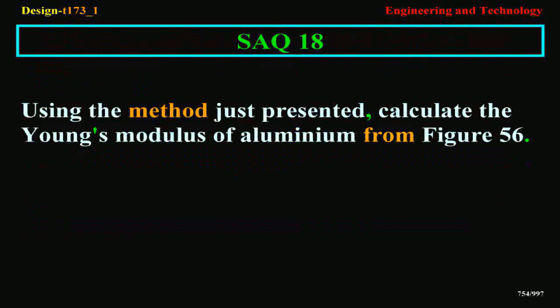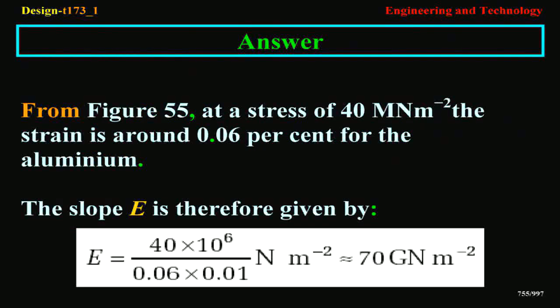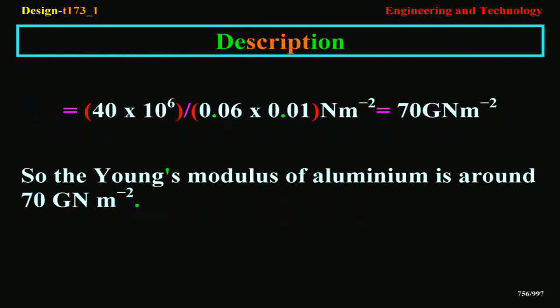SAQ 18. Using the method just presented, calculate the Young's modulus of aluminum from Figure 56. Answer: from Figure 56, at a stress of 40 MN/m², the strain is around 0.06% for the aluminum. The slope E is therefore given by E equals 40 × 10^6 over 0.06 × 0.01 N/m², which equals 70 GN/m². So the Young's modulus of aluminum is around 70 GN/m².